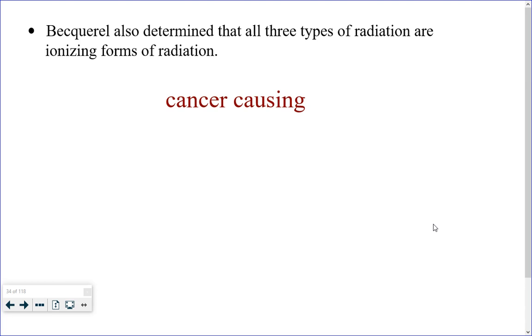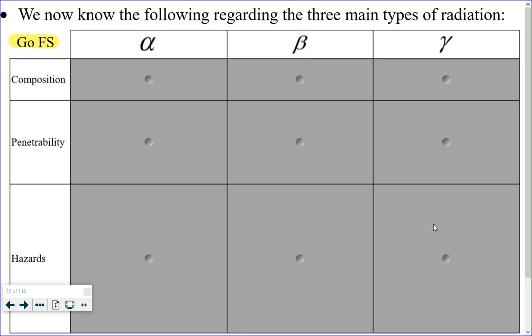So these are cancer-causing forms of radiation. So what are these things? Now, everything is typed out on your handout, but I feel the need to just go through these step by step.